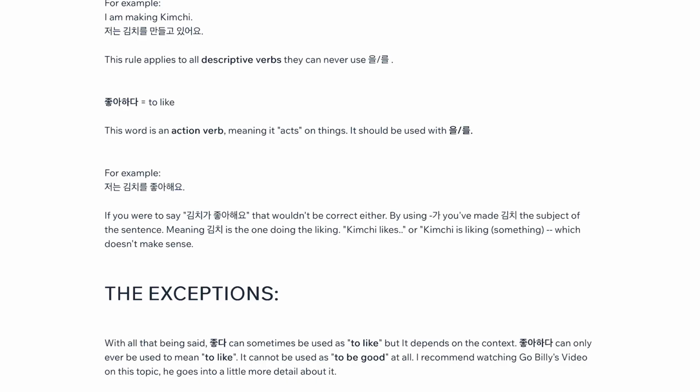좋다 can be used for to be good and also to like. It really depends on the context though. However, 좋아하다 can only be used to say I like, while 좋다 can be used to say good. So 좋다 is the only one that's a little bit flexible on that.